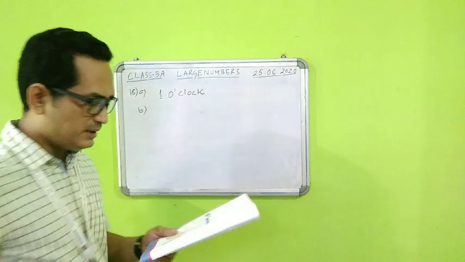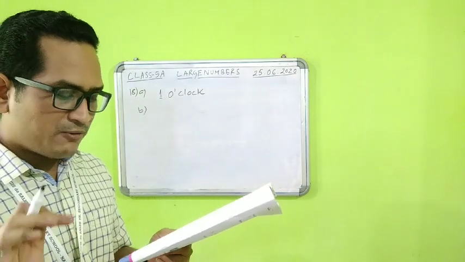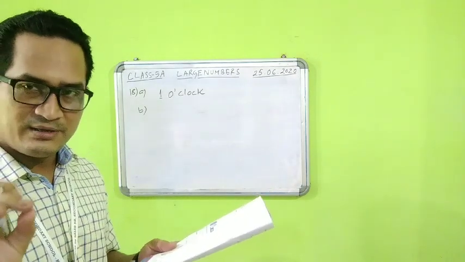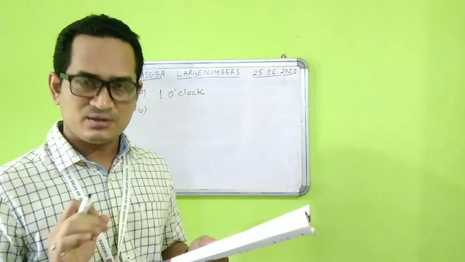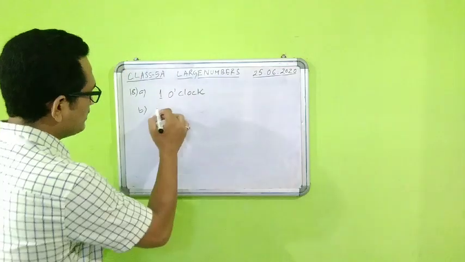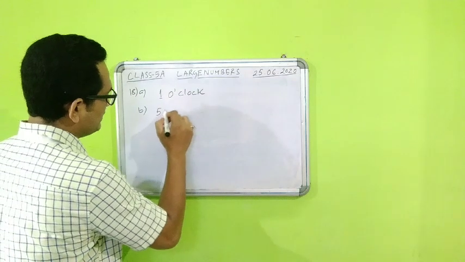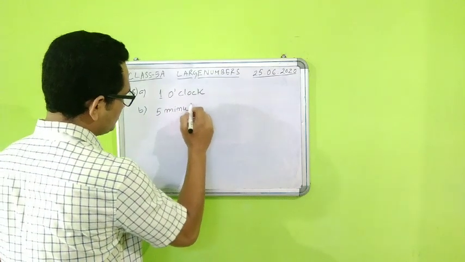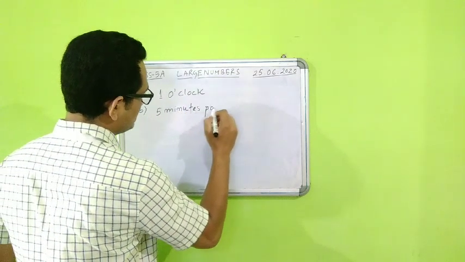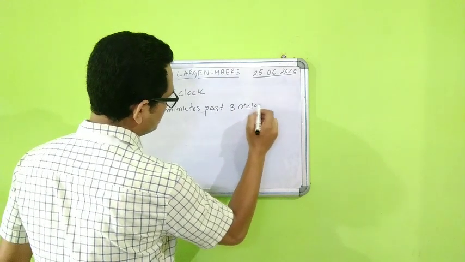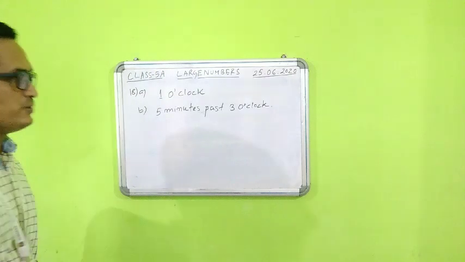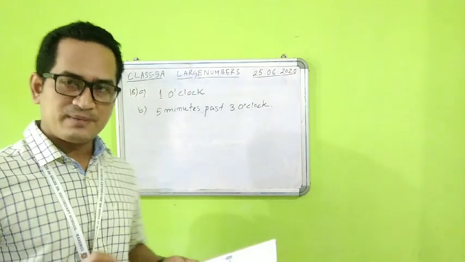Secondly, question number B. The hour hand is almost at 3, it has just crossed, and the minute hand is at 1. That means 5 minutes has been crossed. So we can write it like this: 5 minutes past 3 o'clock.